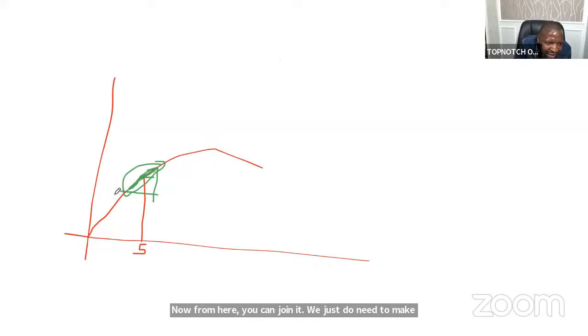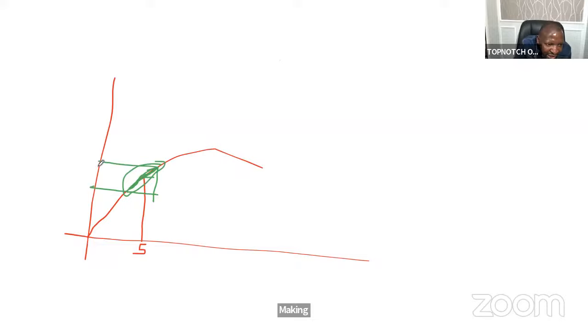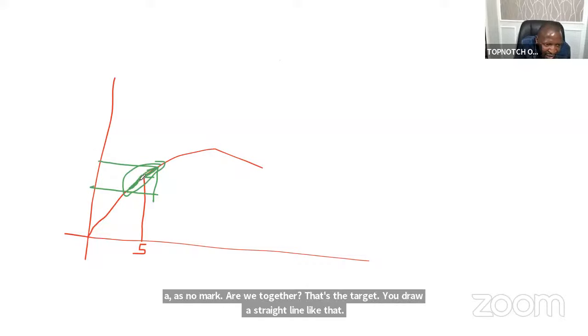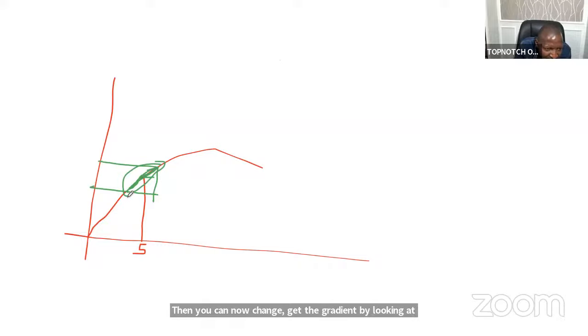Then you can get the gradient by looking at it. If that was our tangent, this is the change in Y, and the change in X, we are going to pick here and here. That will be the change in X. Are you getting it now?